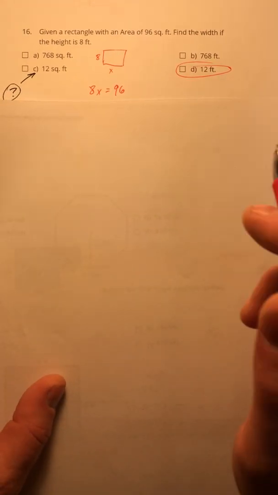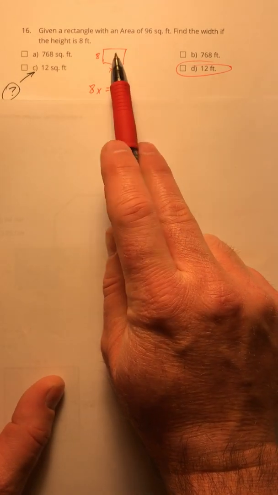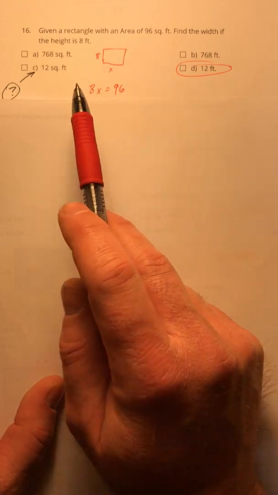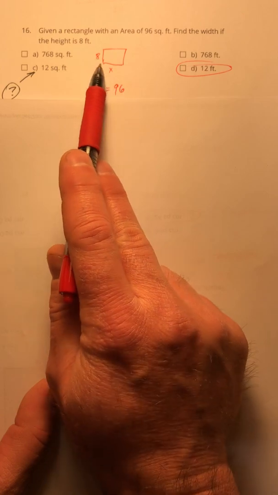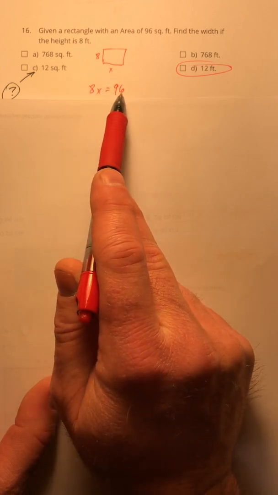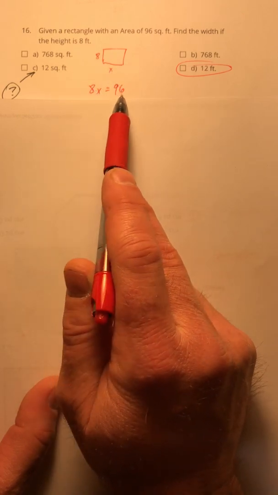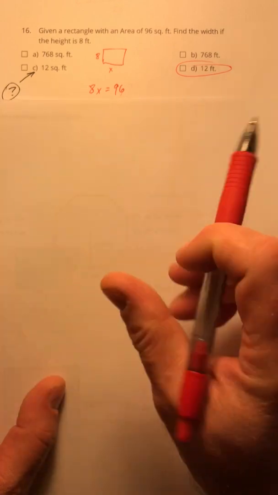There's some extra info. All right, for problem number 16, we have a rectangle. The area is 96. What's the width if the height is 8? So again, we get a picture like this. Its area is 96. So that just means 8 times x is 96. We want to know what x is. Divide by 8. We should get 12 feet.